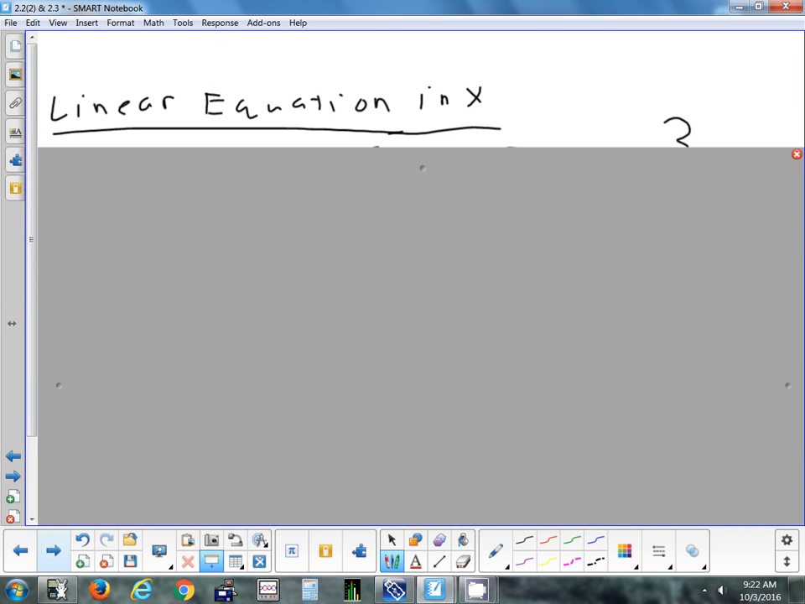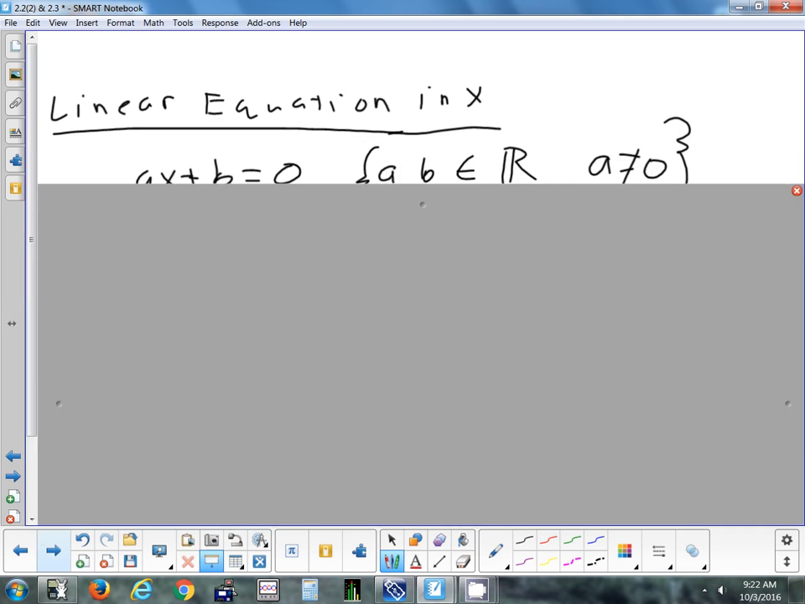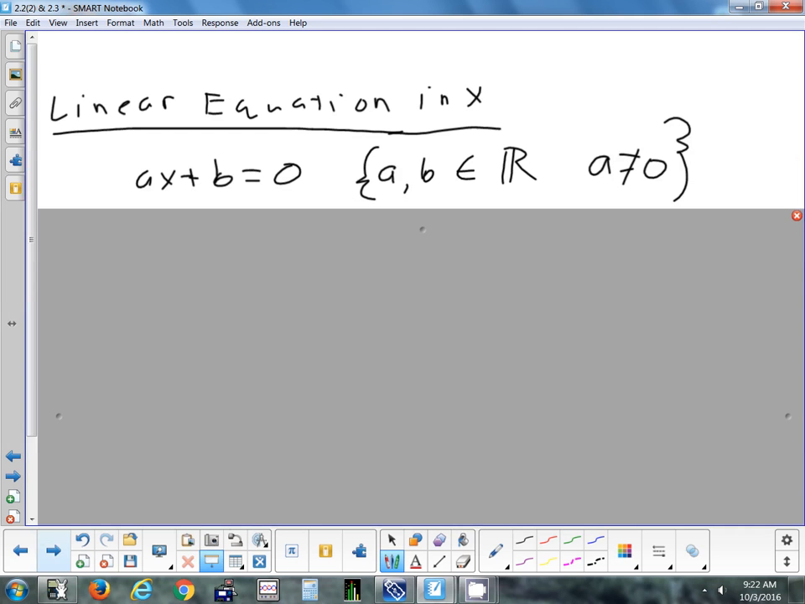So the simplest kinds of equations, the ones we've been working with here, are called linear equations. A linear equation has the form ax plus b equals 0. The a and the b can be any real number that you want. We're not talking about imaginaries. a and b are elements of the real numbers. There's only one thing you're not allowed to use for a, and that's 0.